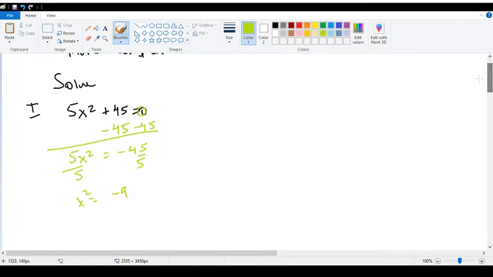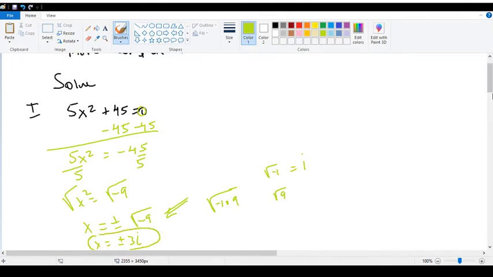And to get that x by itself, we do the inverse, which is square root. So you get x equals plus or minus the root of negative 9. Notice how this square root has negative 9, so we can break that down into negative 1 times 9. And the root of negative 1 is equal to i, and the root of 9 is just 3. So your answer is x equals plus or minus 3i. All right, feel free to pause that, understand it, and go back.